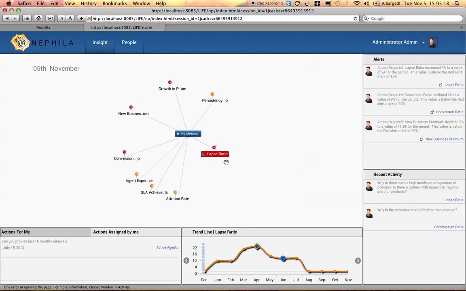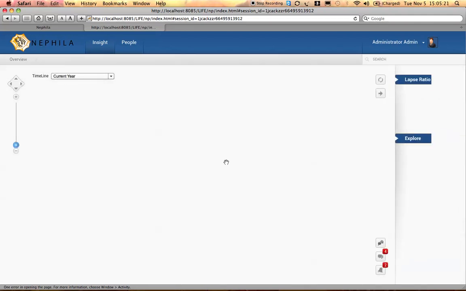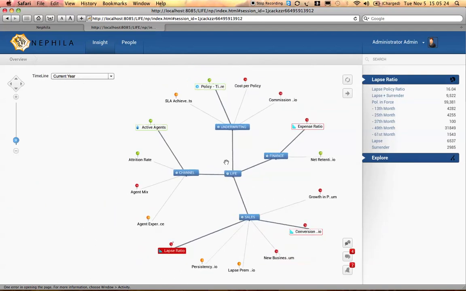When I drill down on lapse ratio, I am given a list of metrics and processes that I am responsible for on a day-to-day basis. Just to remind the user that Nephila works with the time rate of performance, links all people conversation contextually to the performance, takes the learnings, establishes the veracity of those learnings, and institutionalizes that learning in order to improve the performance again.